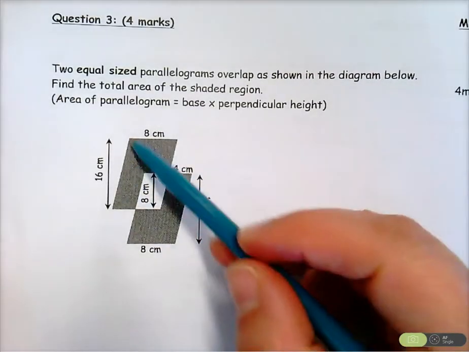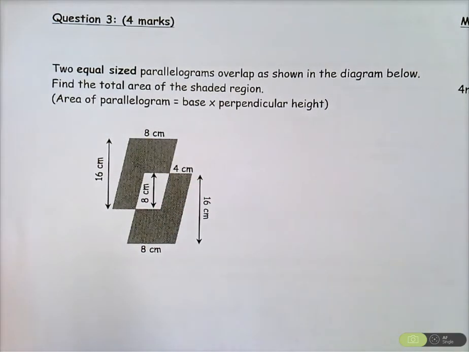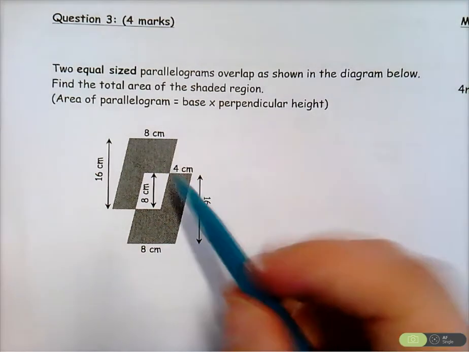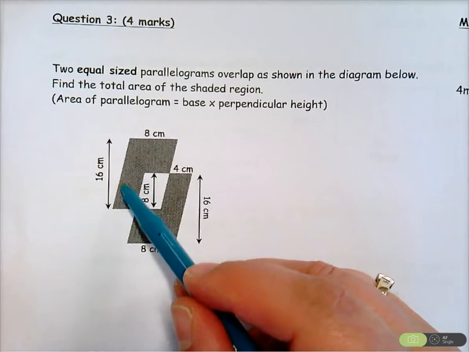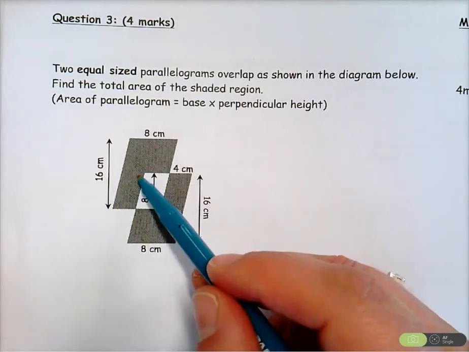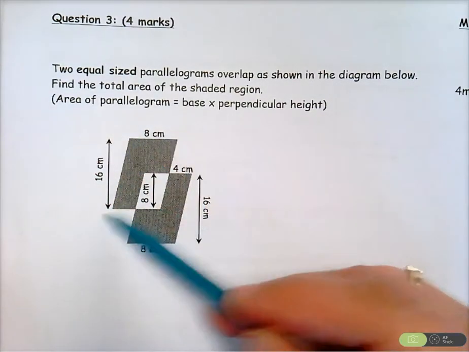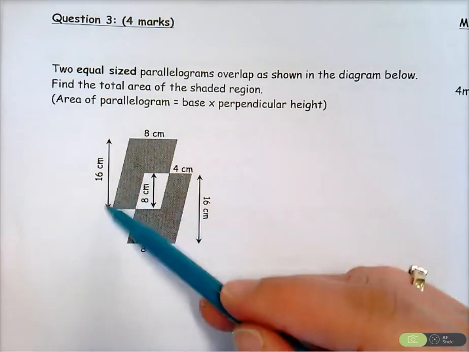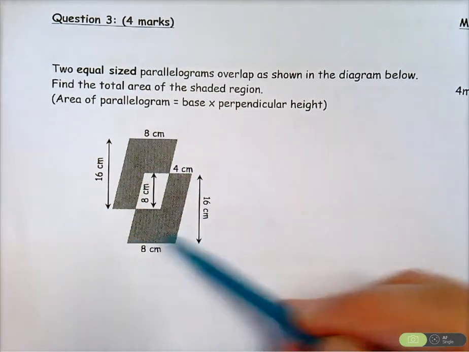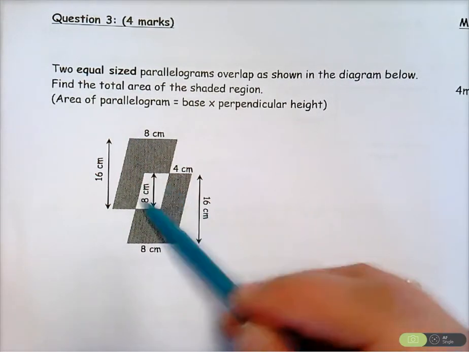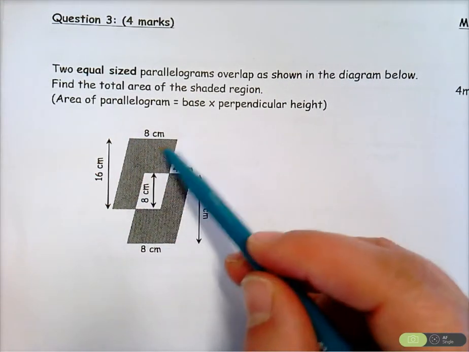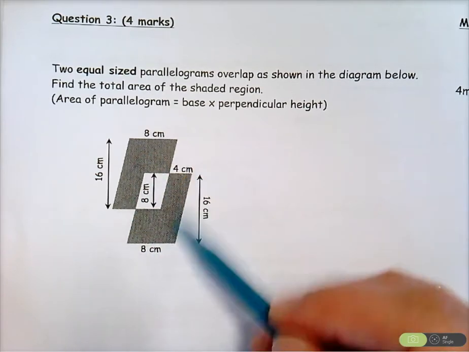Two equal-sized parallelograms overlap, as shown. There are 2 ways to do this question. Girls, do you see this shape up here that I'm putting my pen on? So I've got 2 parallelograms and they overlap. I'm outlining the parallelograms now with my pen. Basically this bit is white, so it's not shaded. I have to work out the area of the shaded bits.